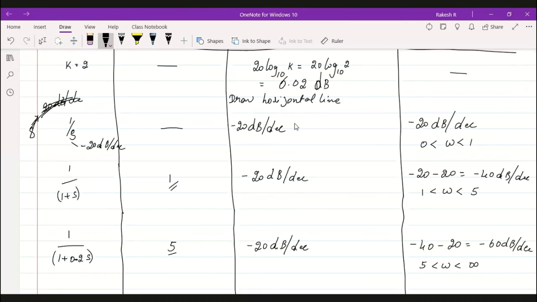Got this one? How to write this one table? Any doubts in this, guys? Any doubts? So can you explain the contribution part once more?